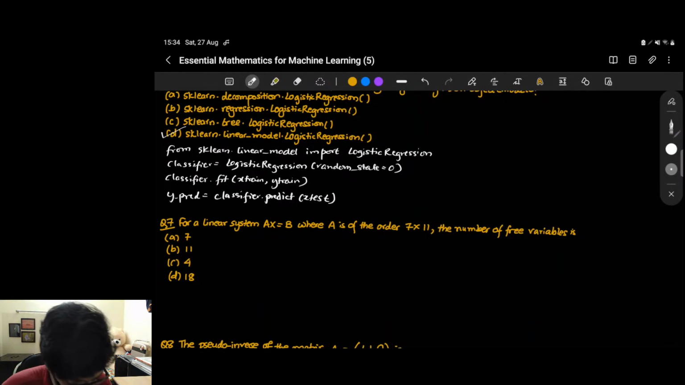Now next question, for a linear system Ax equal to b, where A is of the order 7 cross 11, the number of free variables is, so we are given these options.